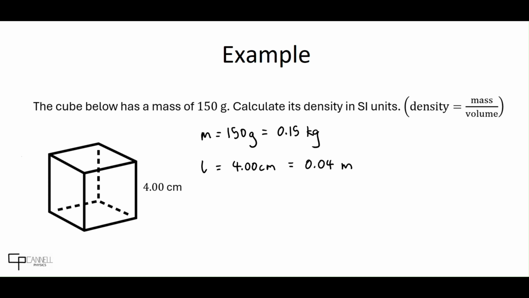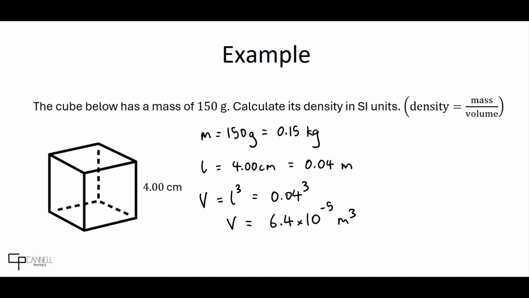And what's nice about this is we have the formula for density provided. Now this is quite normal in physics. You will get a list of formulas and constants that you need that are commonly used in tests and exams. But you can see we need the volume to calculate the density. So the volume of a cube is simply the side length cubed, which is 0.04 cubed, and this gives us 6.4 times 10 to the negative 5 cubic meters.